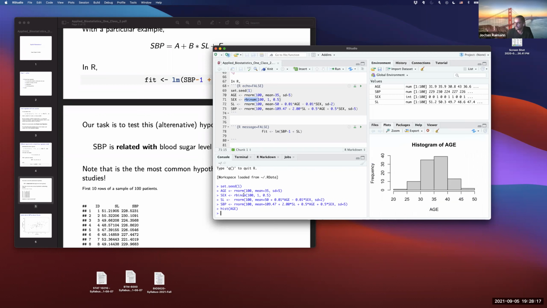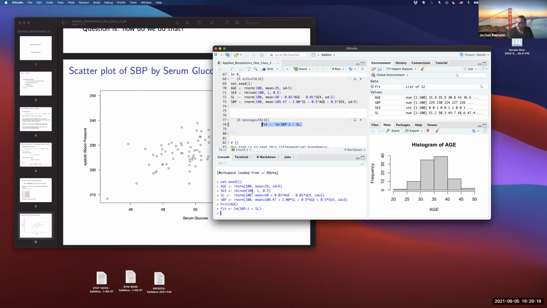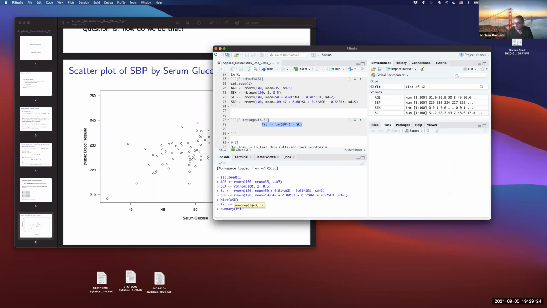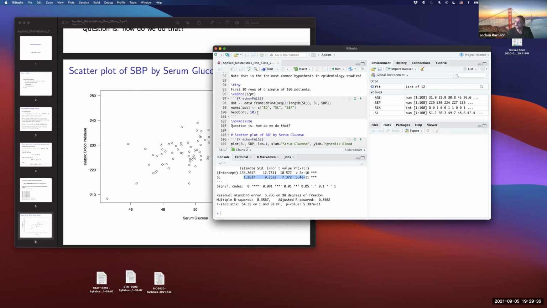Okay, so now we have this. This is the most common hypothesis in epidemiological studies. So we're basically trying to relate one variable with another variable. Good. So now we're trying to do a scatter plot. Now that's easy, right? So we know that already. So we're running the fit. We do have a loose association, which we know. We can do summary fit, and we get a summary of that fit. There's a remarkable delay. Okay, so there is an association. So this simulated data actually builds a simulation, builds an association.